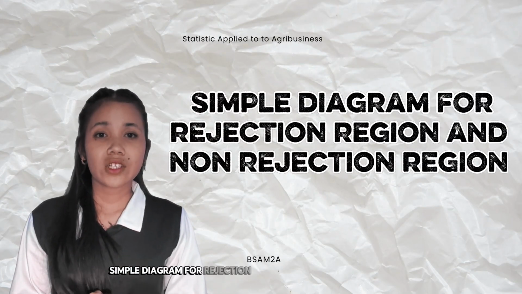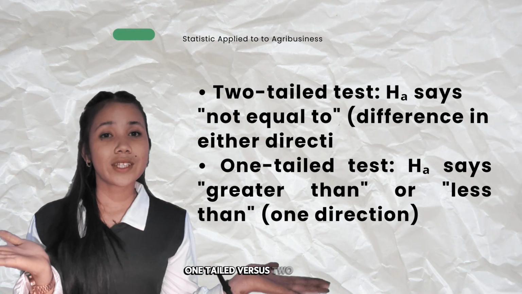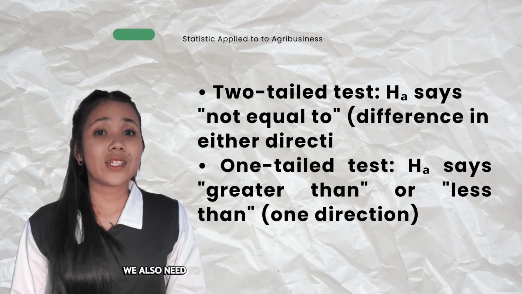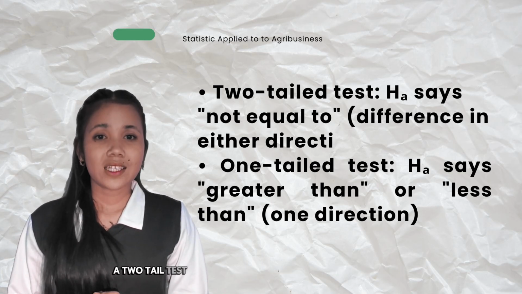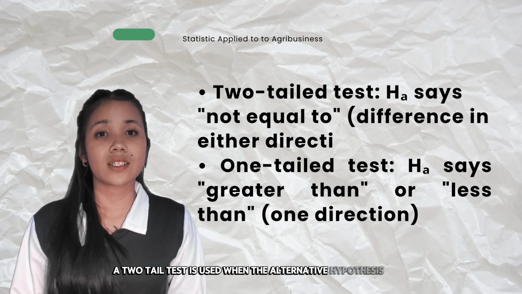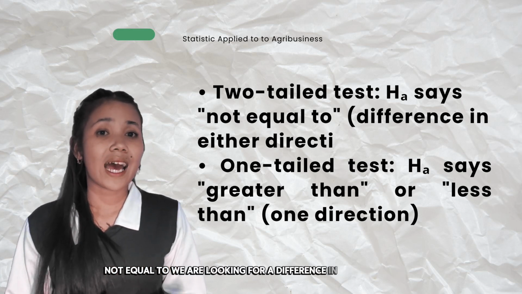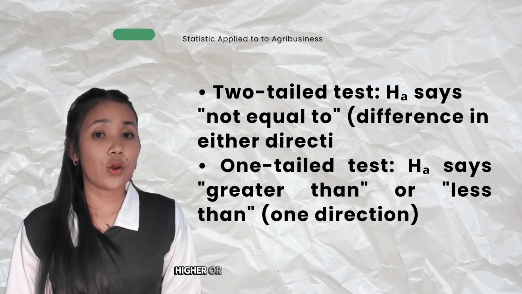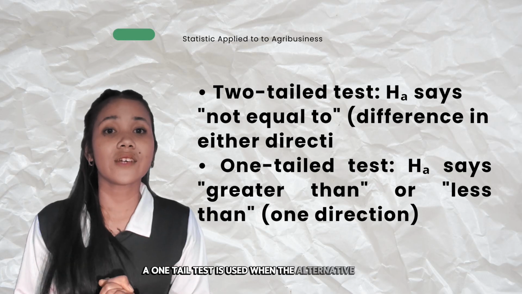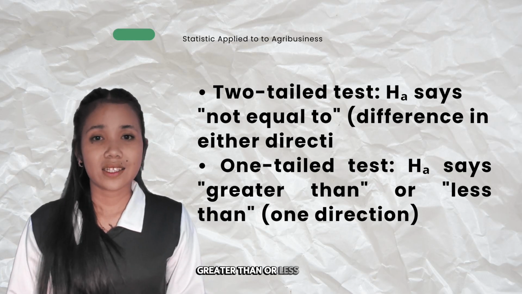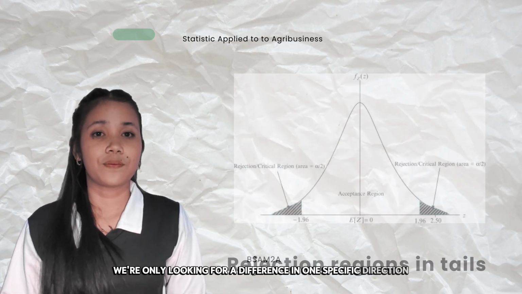Simple diagram for rejection region and non-rejection region. One-tailed versus two-tailed test. We also need to decide what type of test we are running. A two-tailed test is used when the alternative hypothesis says not equal to. We are looking for a difference in either direction, higher or lower. On the other hand, a one-tailed test is used when the alternative says greater than or less than. We are only looking for a difference in one specific direction.